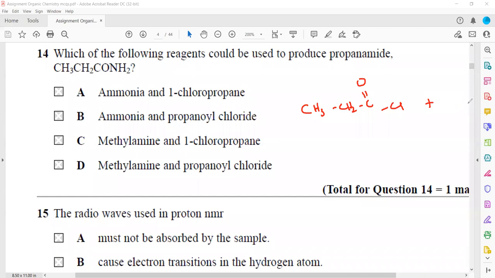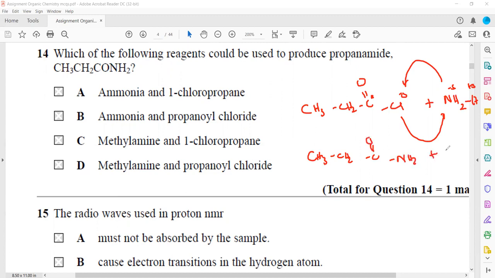Ammonia is NH3, but I'm writing in terms of polarity. So this will be partial negative, positive, partial negative, positive. So chlorine will be displaced. As a result, what will happen? CH3, CH2, C double bonded with O and NH2, plus HCl. So this is propanamide, which is produced by the reaction of ammonia with propanoyl chloride.